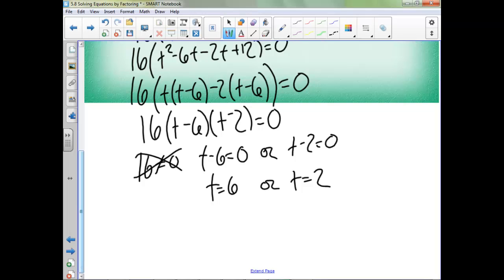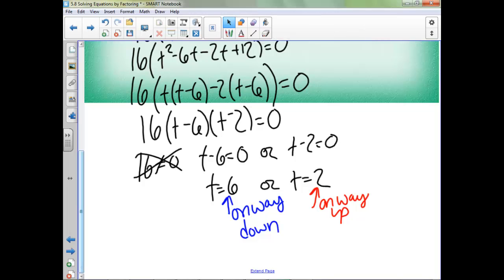Because keep in mind, this one will happen on the way up, and this one will then be on the way down. So it will hit that height twice. Once while it's heading up into the air, and once when it's on its way back down. And so this is section 5.8.